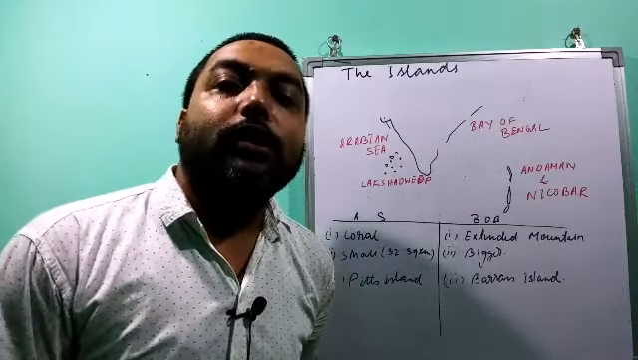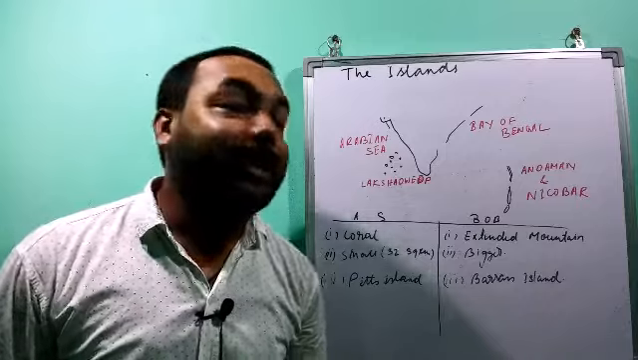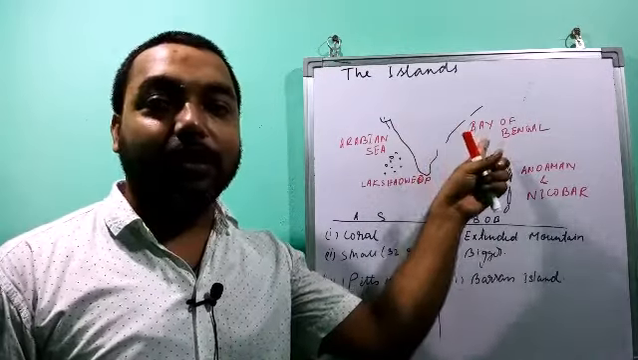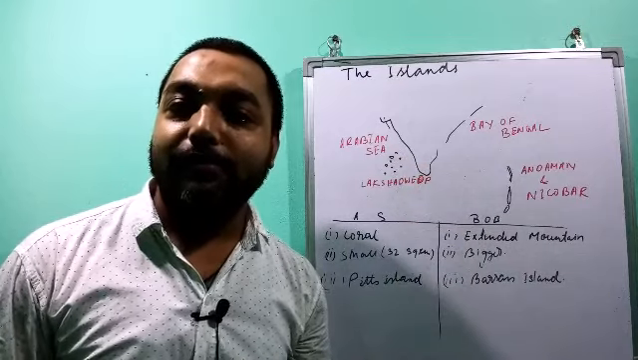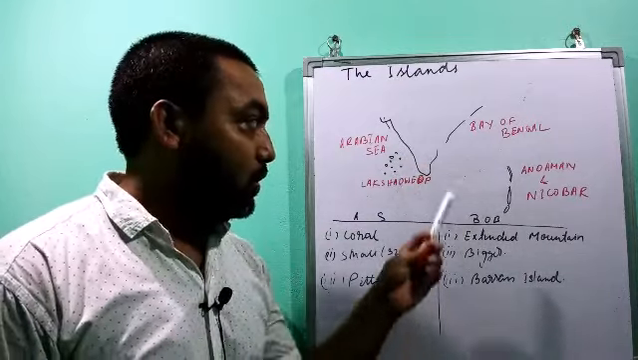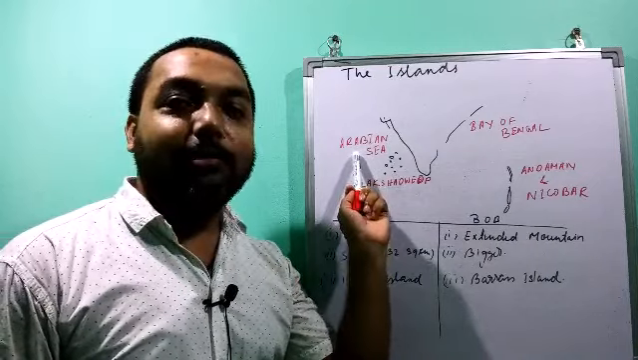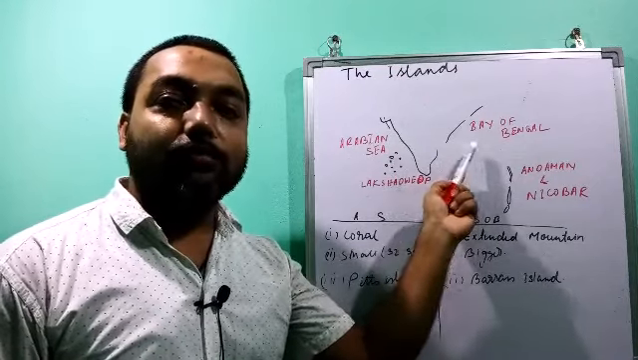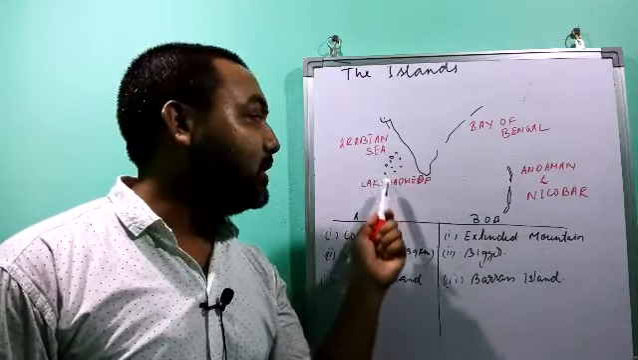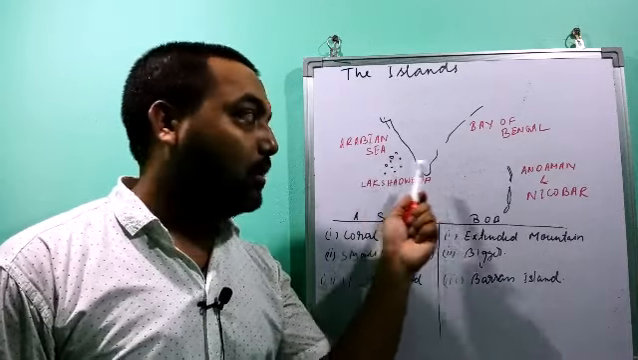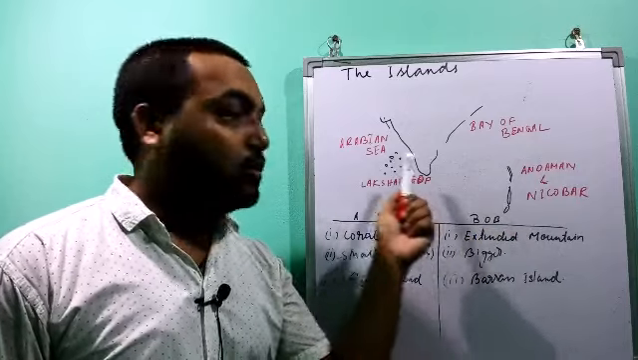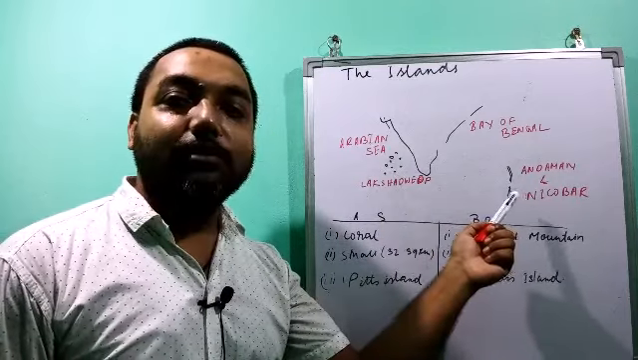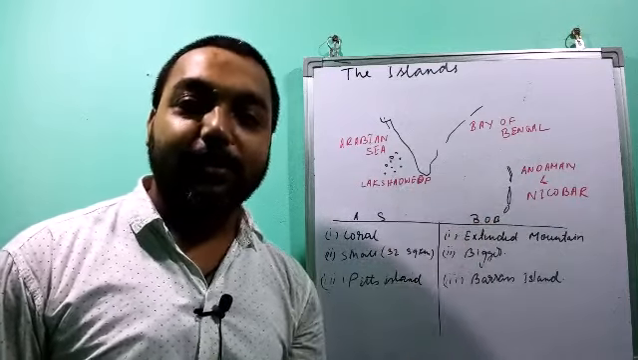So let us move to the next topic. Apart from the mainland of India, two island groups also come under the administrative territory of India. In the Arabian Sea and the Bay of Bengal, these two islands are there. In the Arabian Sea, the Lakshadweep is there, and in the Bay of Bengal, the Andaman and Nicobar Islands are there. Both Lakshadweep and Andaman and Nicobar Islands come under Indian territory.